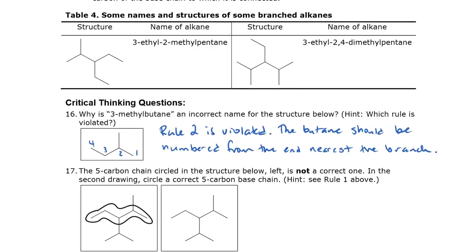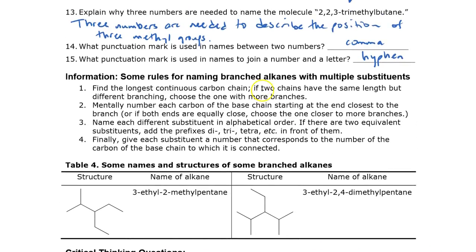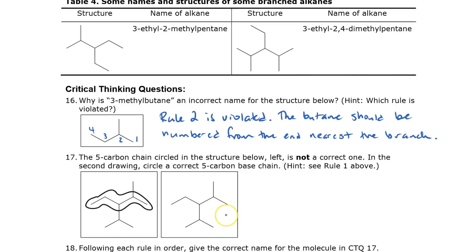Number 17. The 5-carbon chain circled in the structure below left, this box on the left, is not a correct one. In the second drawing, circle a correct 5-carbon base chain and refer to rule number 1, which says if 2 chains have the same length but different branching, choose the one with more branches. So pause the video and find a better base chain for number 17. Pause now.